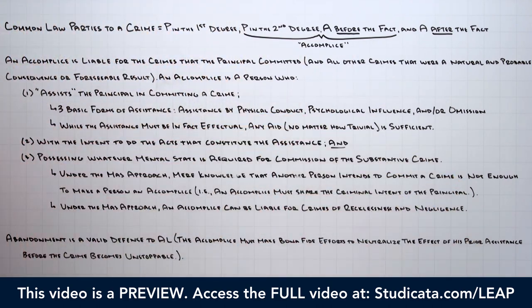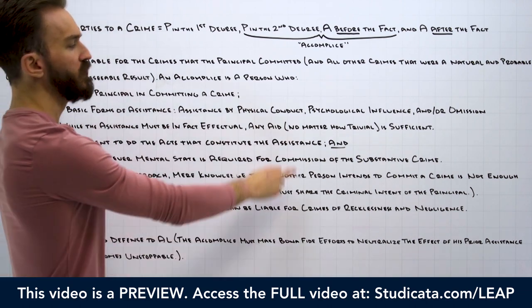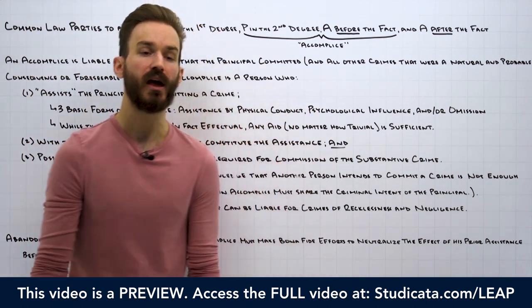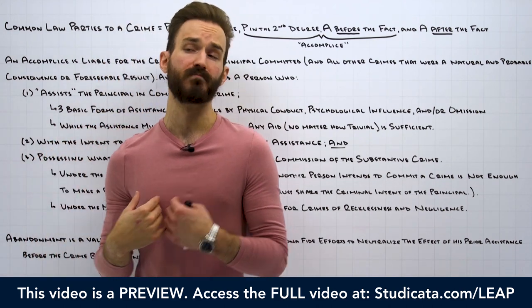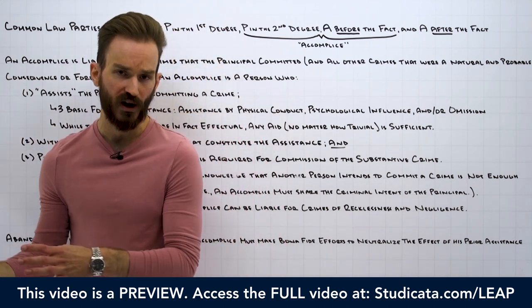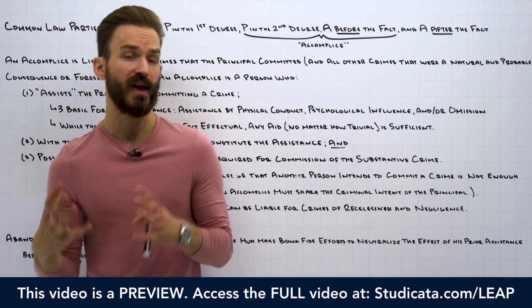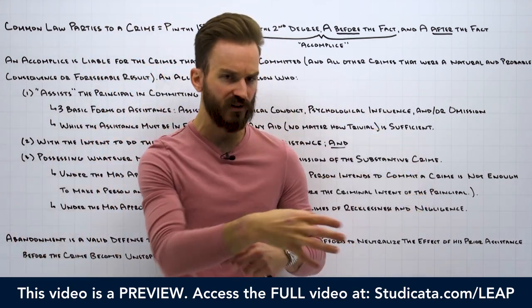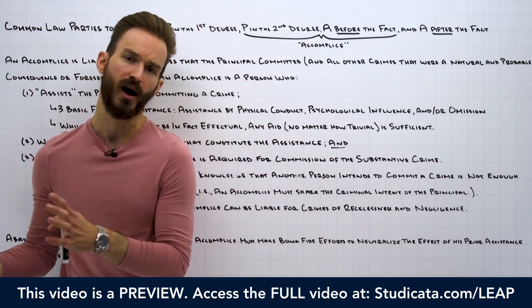Psychological influence. Assistance by psychological influence would be things like encouragement or advising. So say I want somebody to go commit a robbery. If I start encouraging them, hey man, you should really commit this robbery, we need the money, this would be a good victim to go and steal from.